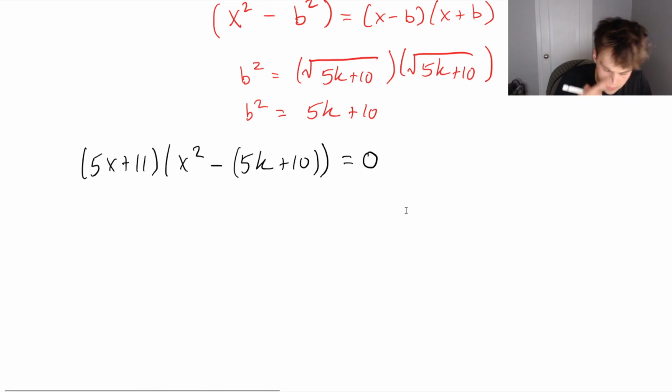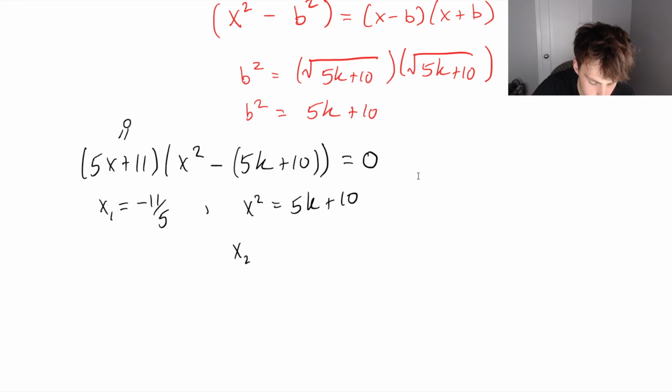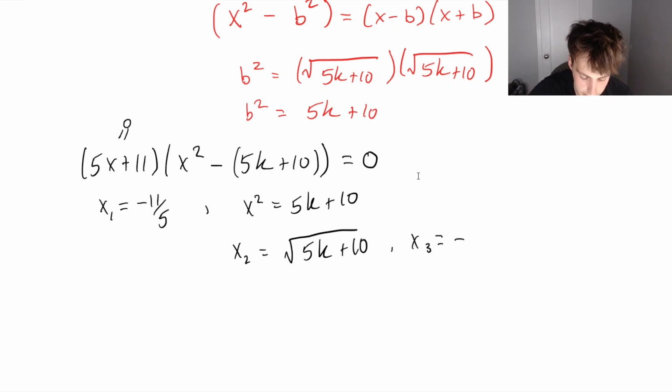Now we can see that we can solve for our solutions quite easily. Our first solution is negative 11 over 5. This is just setting our factors equal to 0. Setting our second term equal to 0, we will get x squared is equal to 5k plus 10, which means that one solution will be the square root of 5k plus 10. And our third solution will be the negative square root of 5k plus 10. That's just taking the square root of both sides. Remember, we have a plus and a minus.